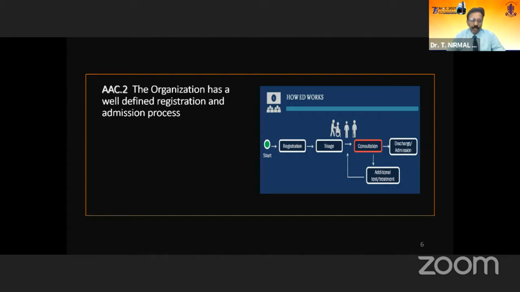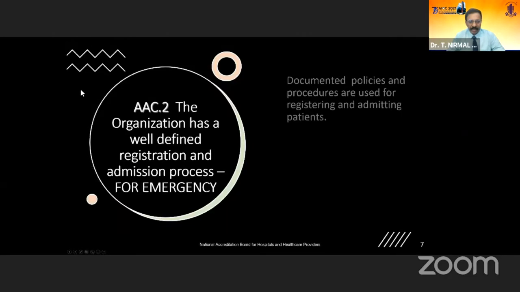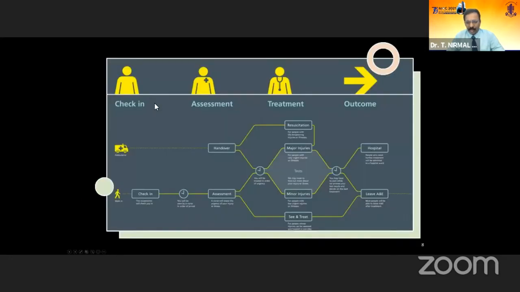The second standard focuses on a well-defined registration and admission process, and that should be there not only for OPD or IPD patients, but also emergency patients. So there have to be documented policies and procedures for emergency patients also, and this should address all types of emergency. It should address the check-in or registration process, the immediate assessment of emergency patients, and the management part. The treatment includes resuscitation and then treatment, and also includes the transfer out process and the outcomes.